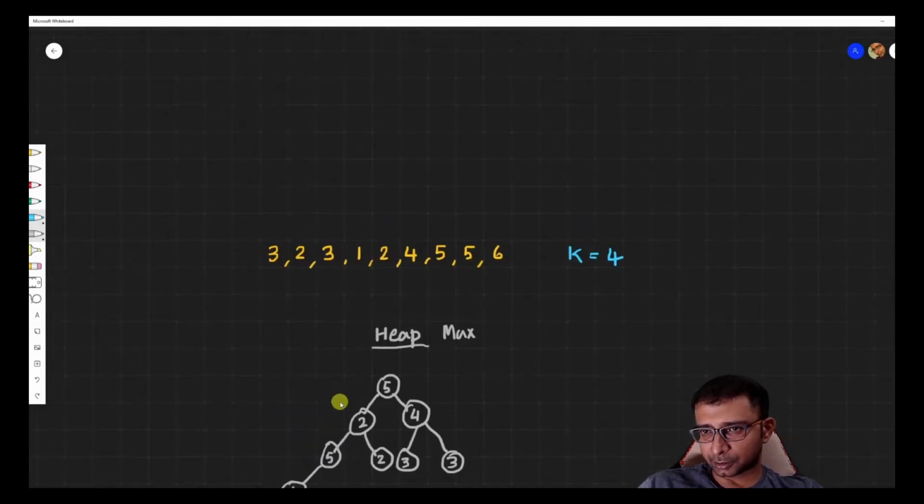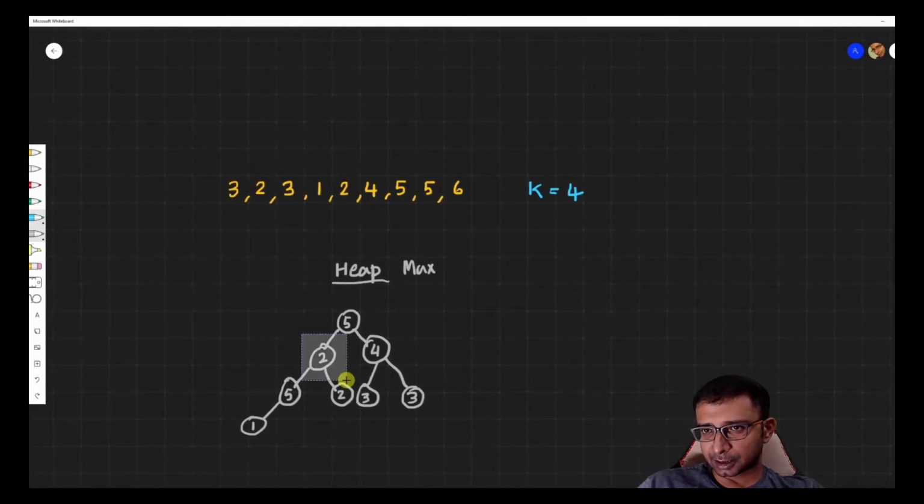Again I see that the 2 is still violating. So I take the 2 out and take this 5 and do a swap with its parent. So this activity continues over here, right? So this is what ends up after the swap, right? This 5 and 5 is fine.